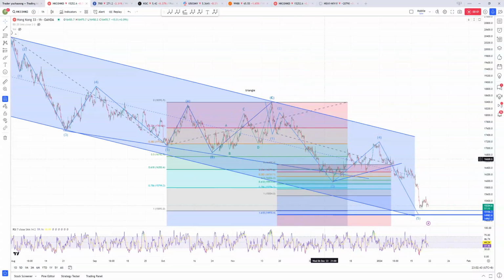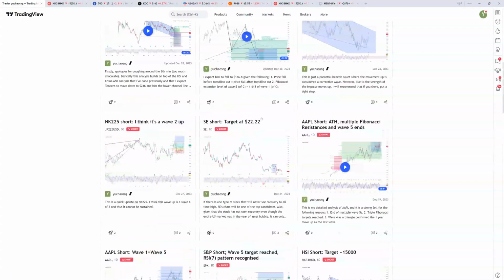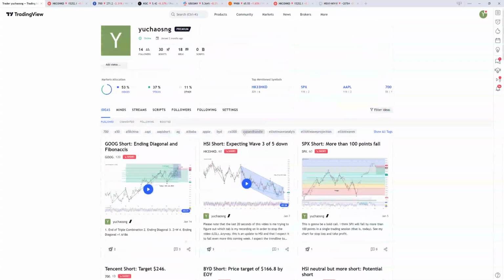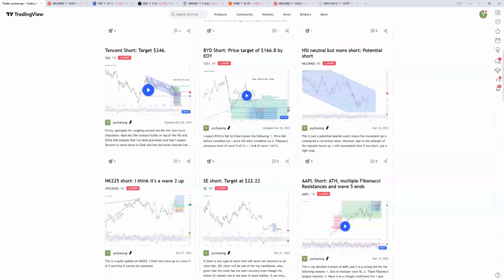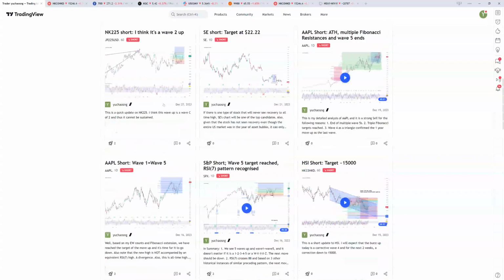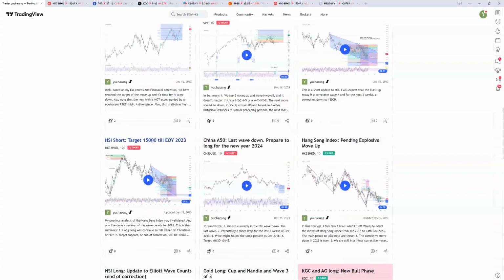So today I want to go back to the Hang Seng Index and review what has happened since our last analysis. The last analysis was on the 7th of January, where I mentioned that I expect a wave 3 of 5 down, and also an ultimate target of around 15,000, around here.